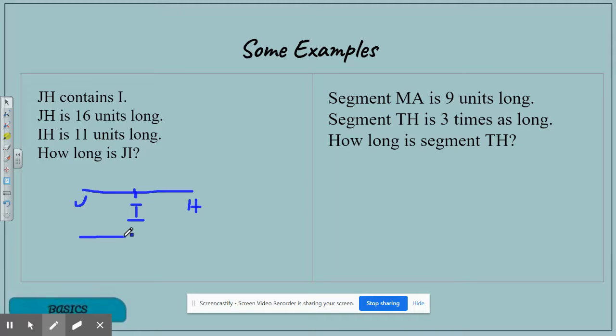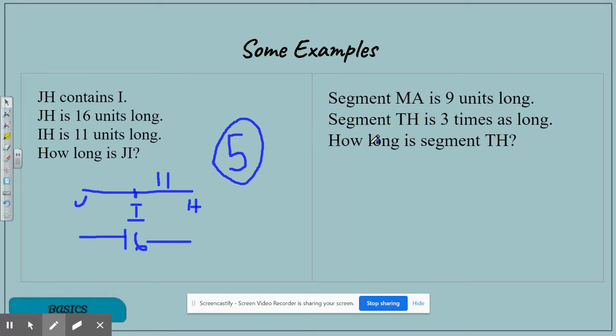JH, the whole thing, is 16 units long. IH is 11 units long. So how long is JI? What do we add to 11 to get 16? We add 5. So JI is 5 units long.